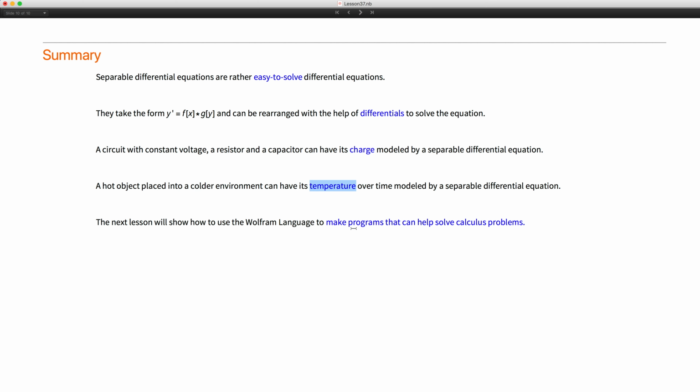So, in the next lesson, we'll talk about how we can make programs that help to solve calculus problems, including differential equations. But before that, do revise today's lesson. It's quite an important topic, separable differential equations, and I'll see you at the next lesson.